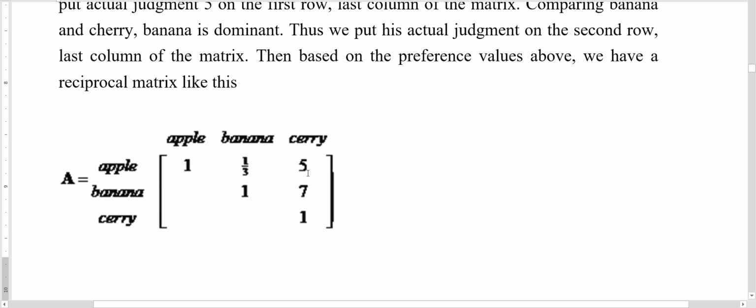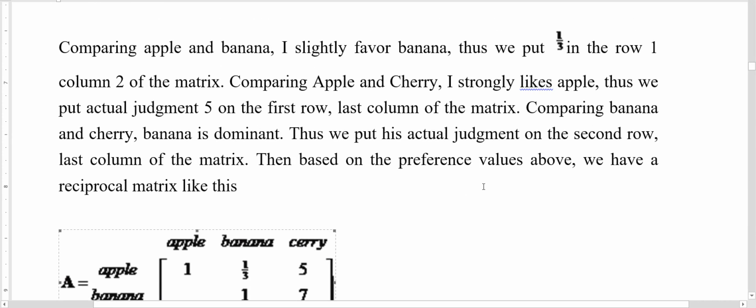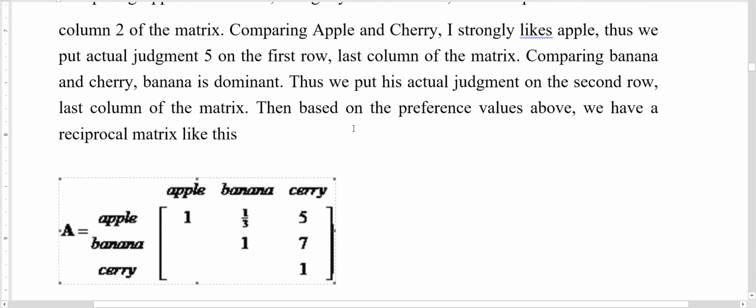Comparing apple to cherry, I strongly prefer apple to cherry, therefore I put 5 here. Banana with cherry is 7, because I strongly prefer banana compared to cherry, and cherry with cherry is 1. So I strongly like apples, thus we put the actual judgment 5 on the first row, last column of the matrix. Comparing banana and cherry, banana is dominant, so we put the actual judgment on the second row, last column of the matrix.